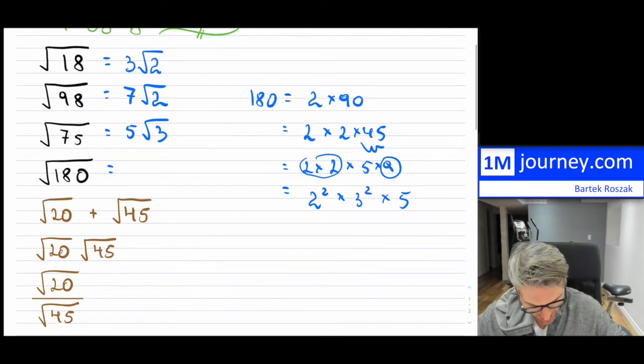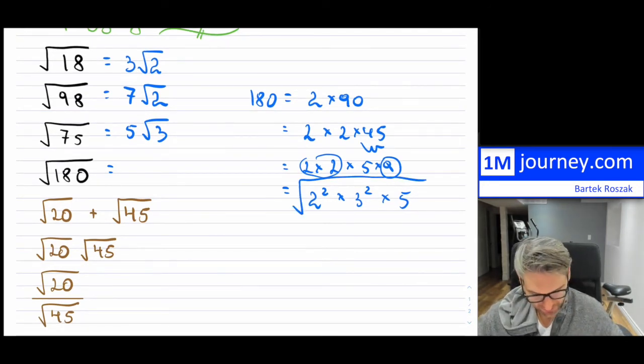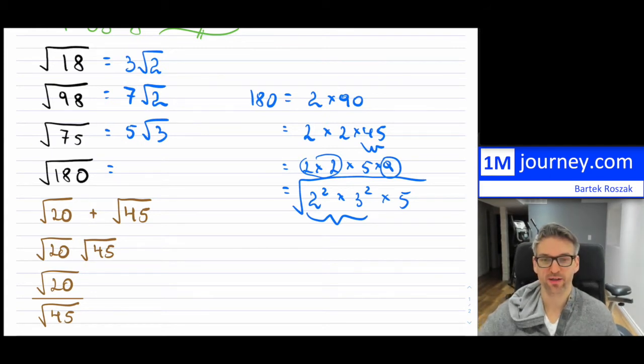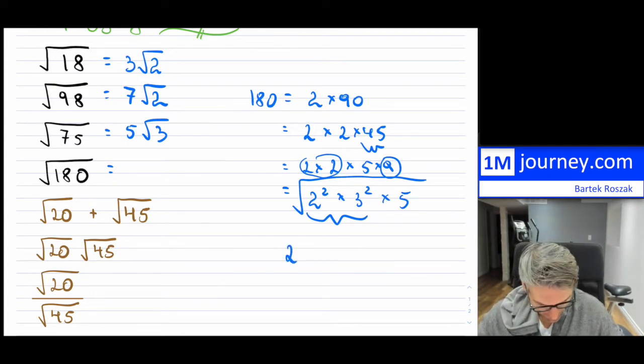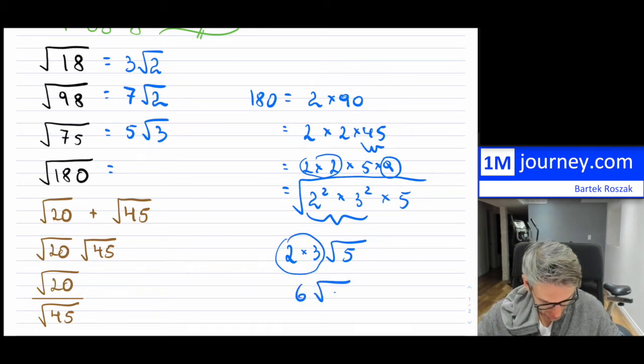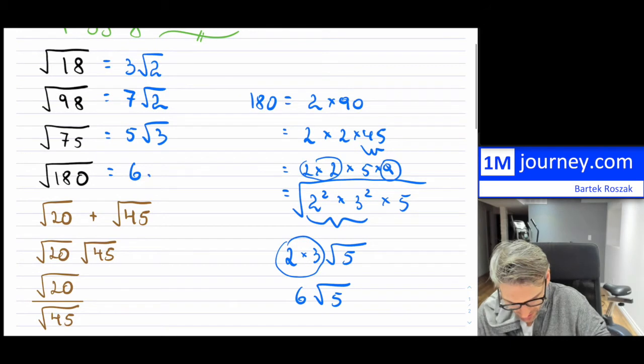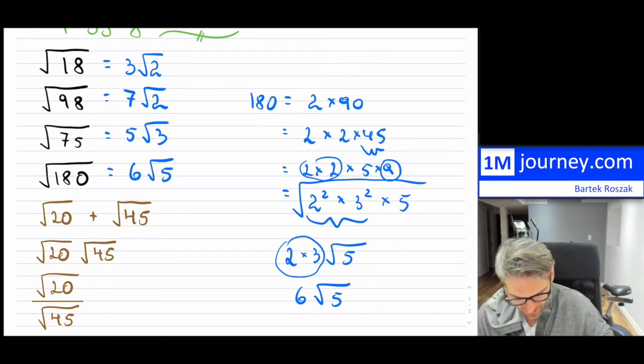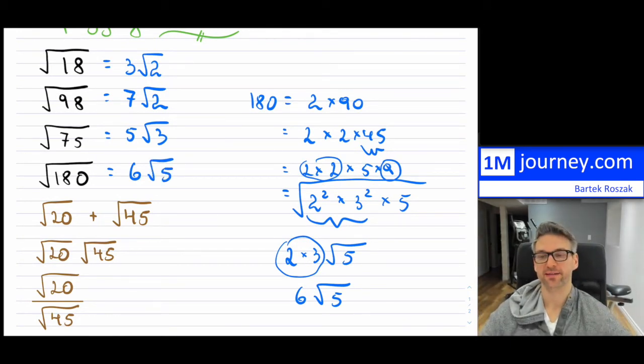And now if you take the square root of that, because they're both squared, that's going to come out in front of the brackets, multiplied by 3 in front of the brackets, and the 5 remains underneath. Now 2 times 3 is just 6. So your answer here is going to be 6 root 5.